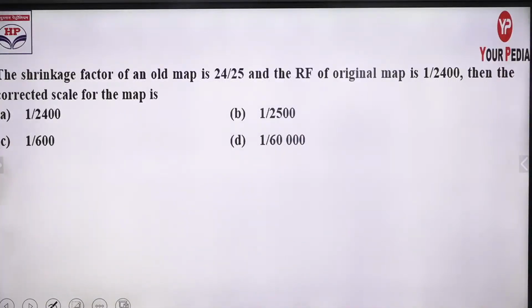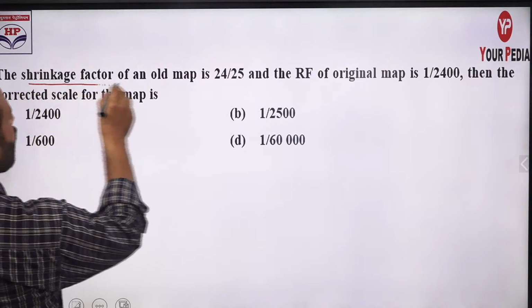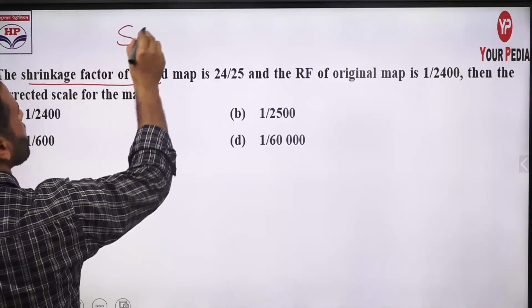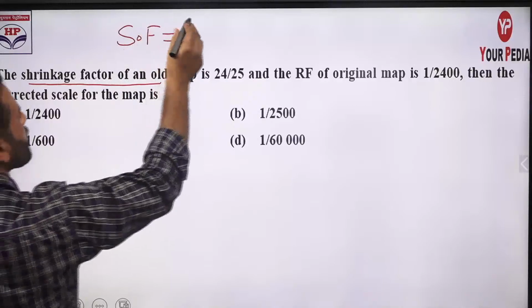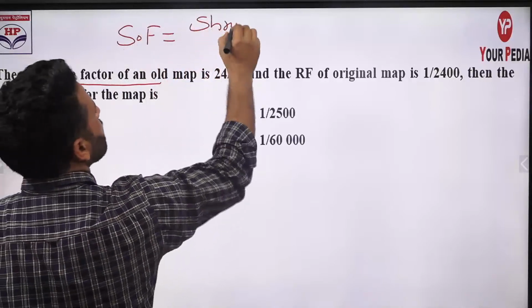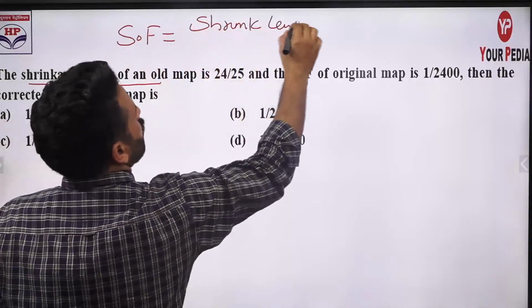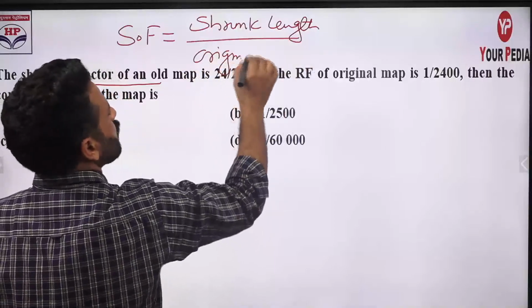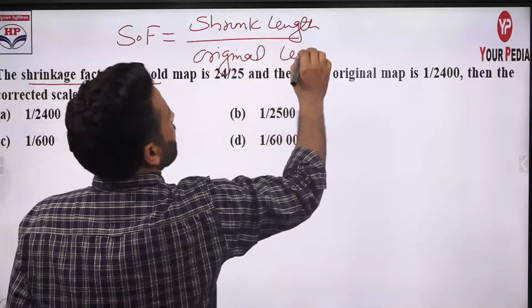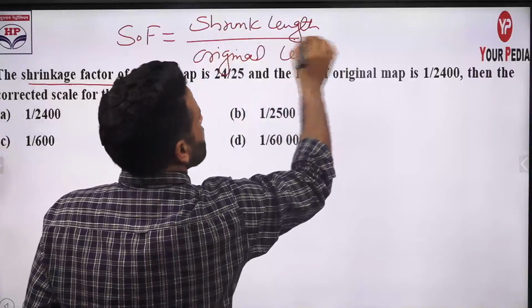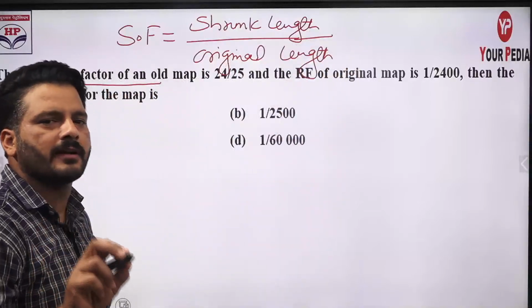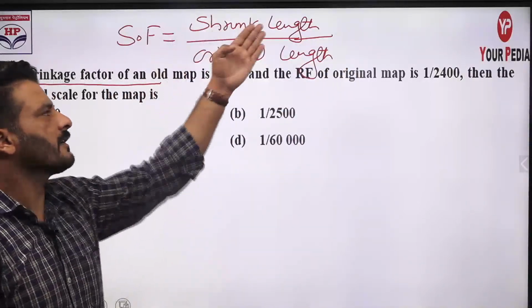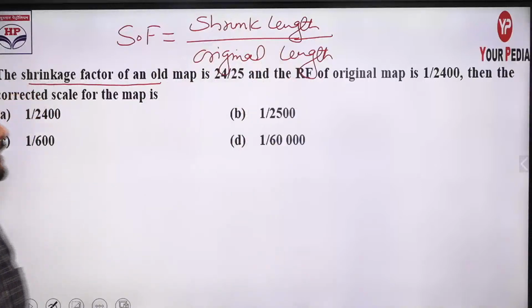The shrinkage factor of an old map. So what is the shrinkage factor generally? The shrinkage factor, or shrunk factor, is the shrunk length to the original length. Okay, this will be given to you in the question, guys. So the probability is very high in HPCL. The question might be framed like this one. The shrunk factor is the ratio of the shrunk length to the original length. Fine. Okay, now this shrunk factor is given to us in the question.